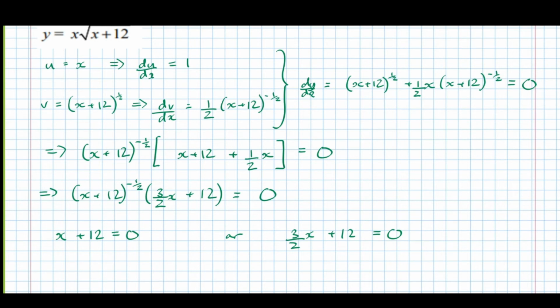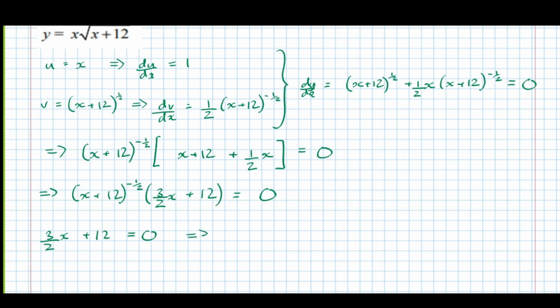Now that statement is incorrect, because actually this bracket can't equal 0. It's a negative power. It's a reciprocal. If we let this equal 0, that's like the denominator equaling 0, because it's a negative power, it's on the bottom of the fraction. We can never have divided by 0. So it's not just that we'd write that and cross it out; we should know just never to write that in the first place. So the only solution is when 3 over 2 x plus 12 equals 0.